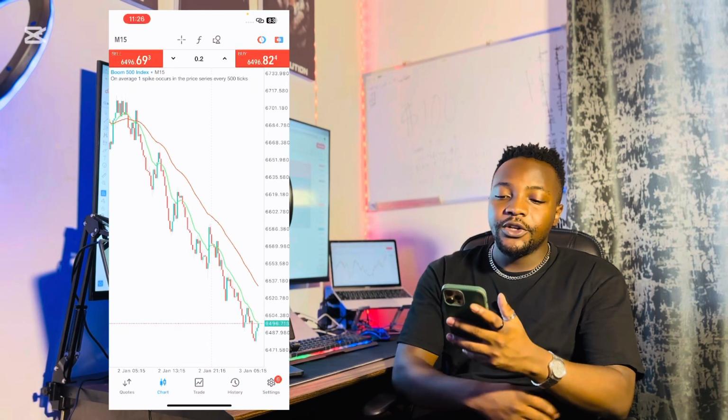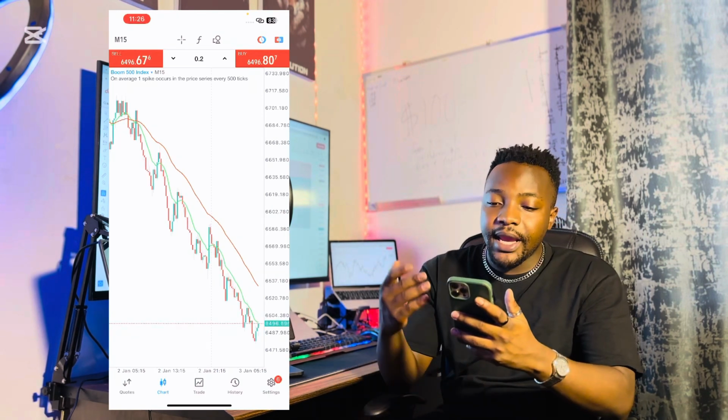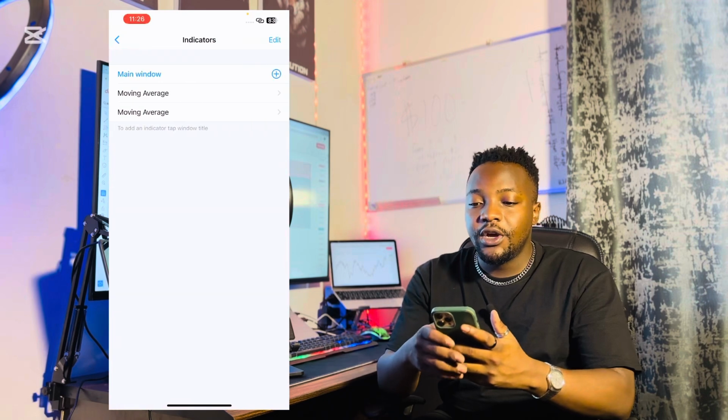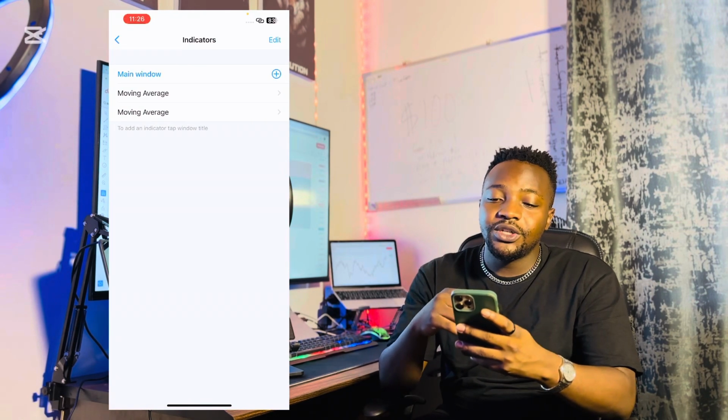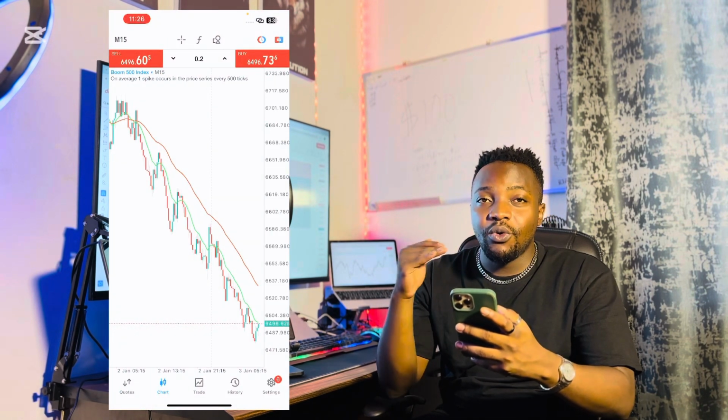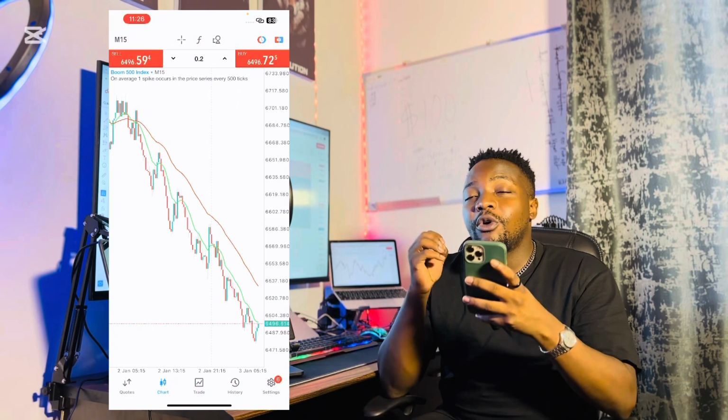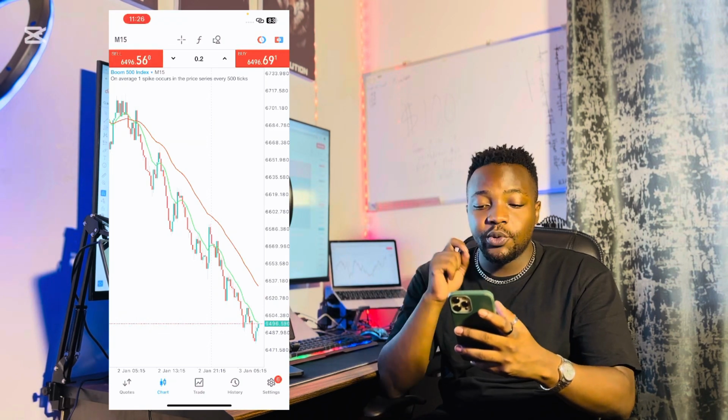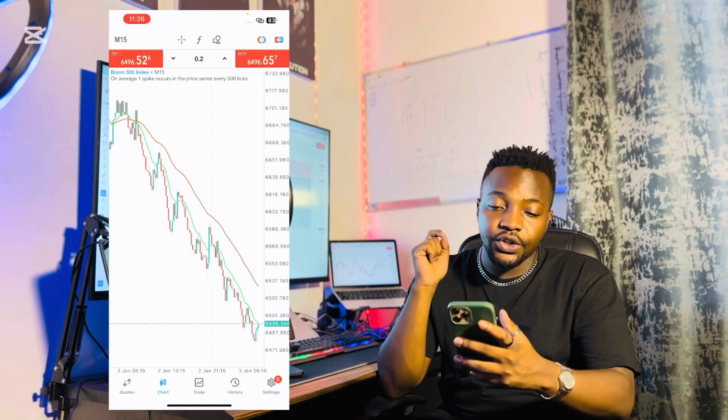Okay, so now we're done with our main chart. Let's go to the next stage, which is going to be the indicator window 1. That is going to help us with confirmations on trades that we want to enter using this strategy.